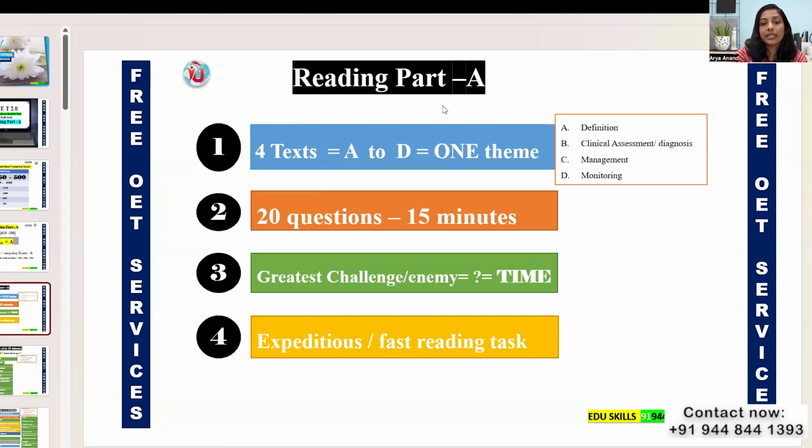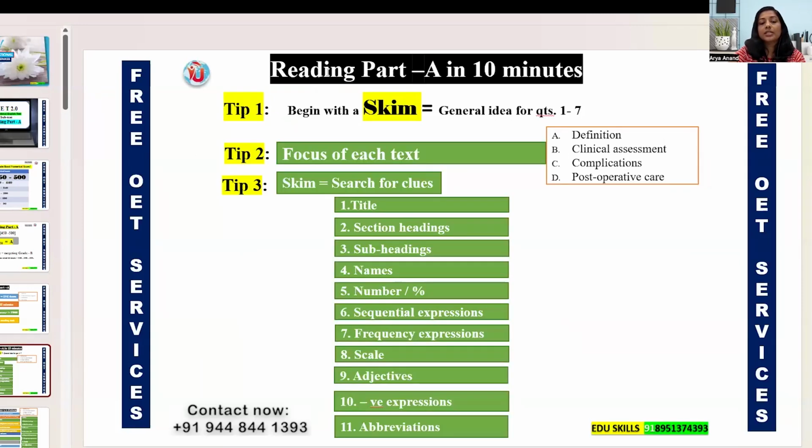Then in reading part A, we need to follow an expeditious or fast reading task. That means we are not reading completely. We are just skimming the text and finding out the answers. In Edu Skills, we will teach you how to complete your reading part A in 10 to 12 minutes, not 15 minutes. And the 3 minutes are for checking your answers and your spellings. Because in reading, if there is a spelling mistake, they will consider that answer wrong. So always check your answers.